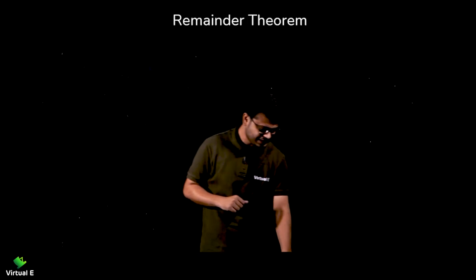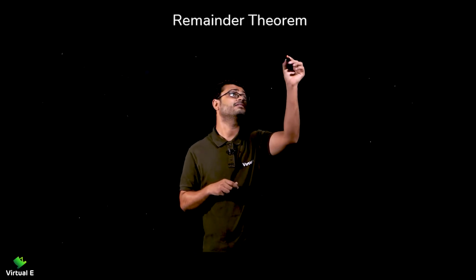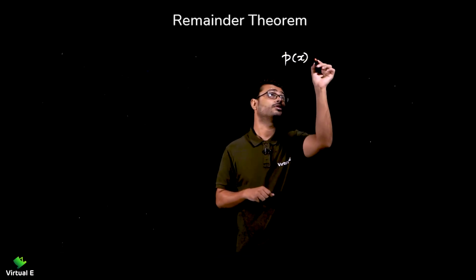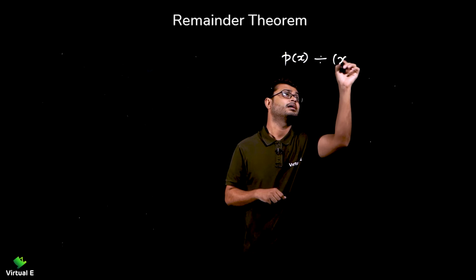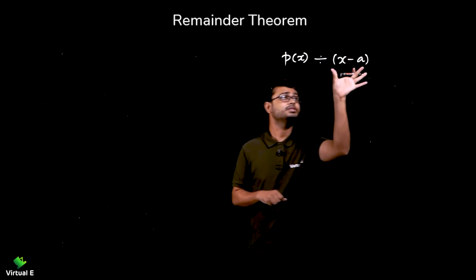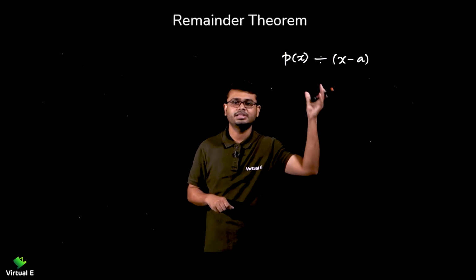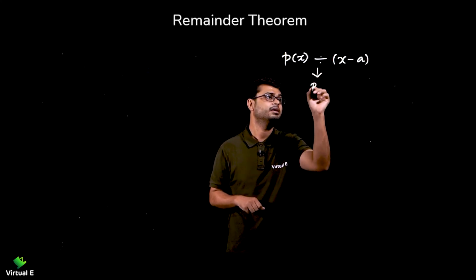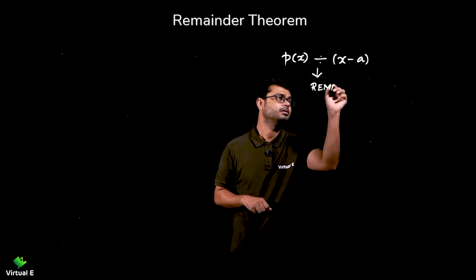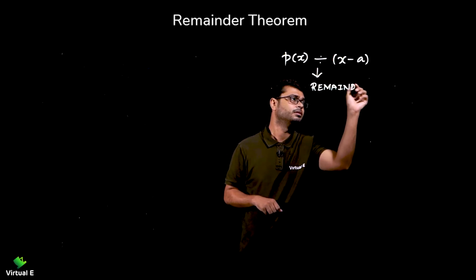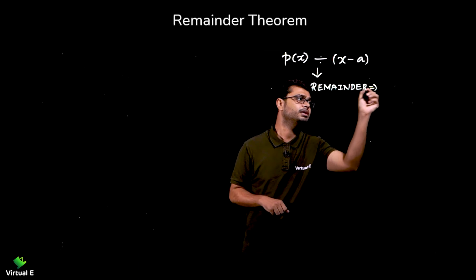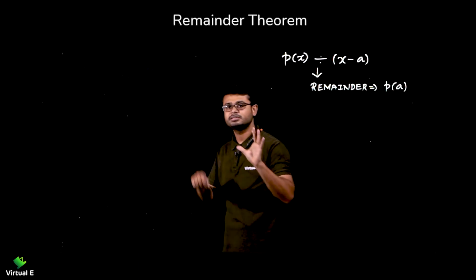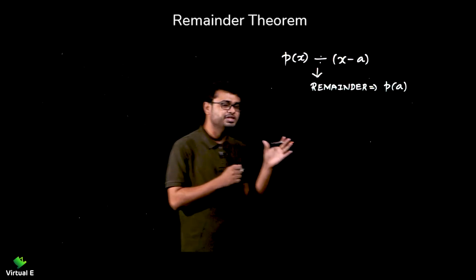So first of all, let's understand. Suppose we have a polynomial p(x) and we want to divide it by x minus a. This is another polynomial that we want to divide with. And if you want to get the remainder, in this case the remainder will be p(a). Okay, this is very confusing at some point.